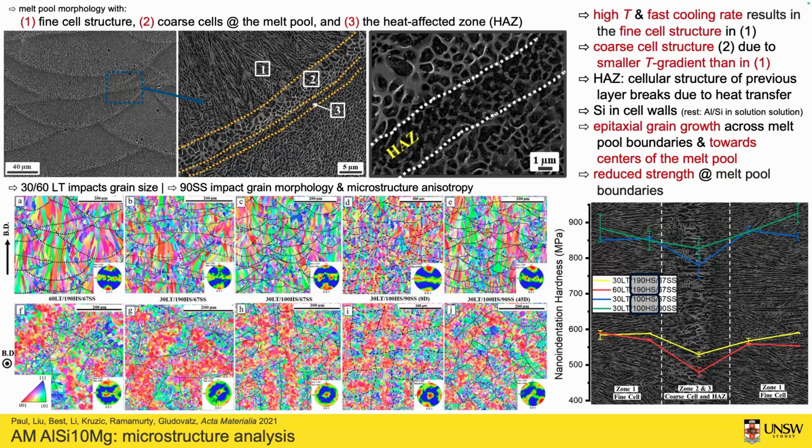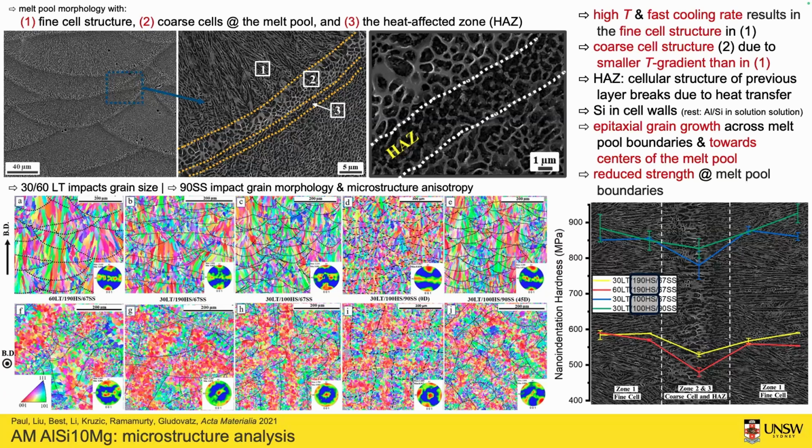When we zoom in a little bit closer into the microstructure, we can see that inside the melt pools, we have this fine cell structure that is due to the higher temperature and the fast cooling rate. When we go from the interior of the melt pool towards the melt pool boundaries, we get a coarser cell structure, which is caused by the smaller temperature gradient. And then we have this heat affected zone, where essentially the previously deposited layer's structure breaks down because we bring a subsequent layer on top of this.